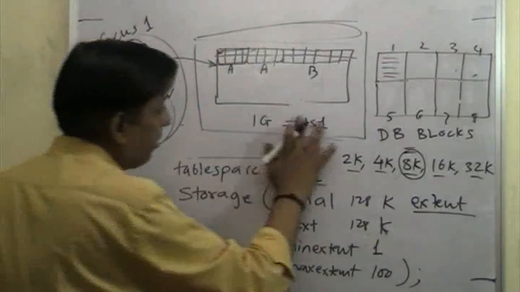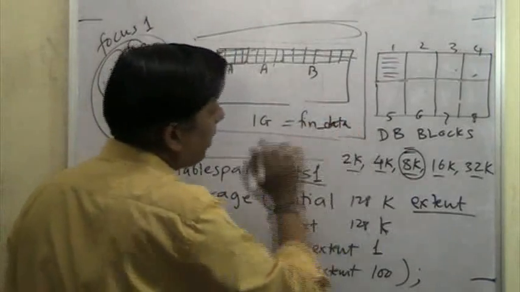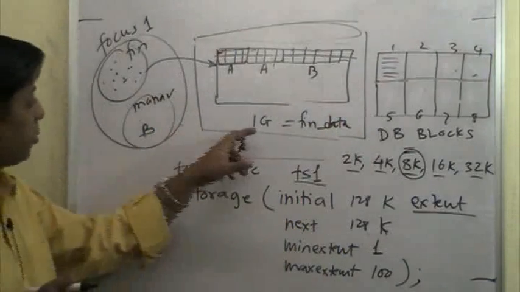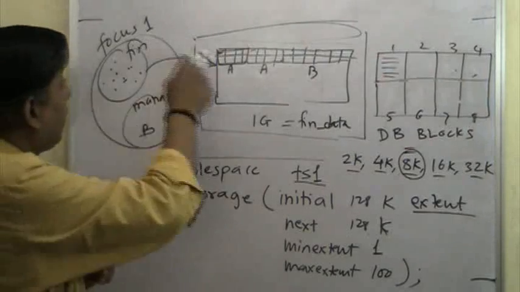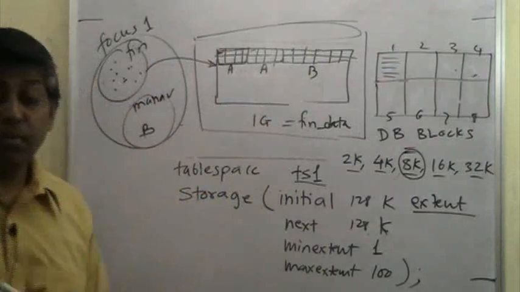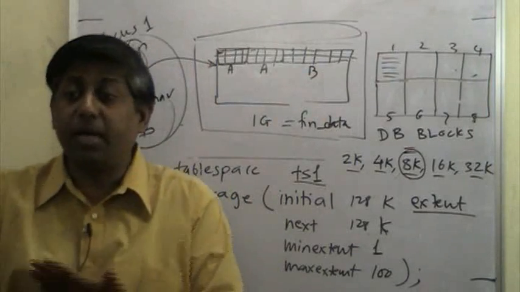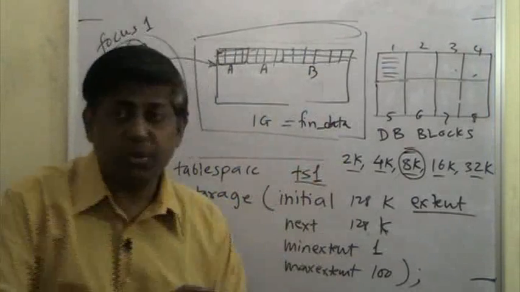Or maybe they will give a different name. They will give the name as Fin Data, financial data. That is the name of the table space. 1 gigabyte is created, and now all the tables of Fin will be created in this table space, and they will not assign this Fin Data table space to any other user.